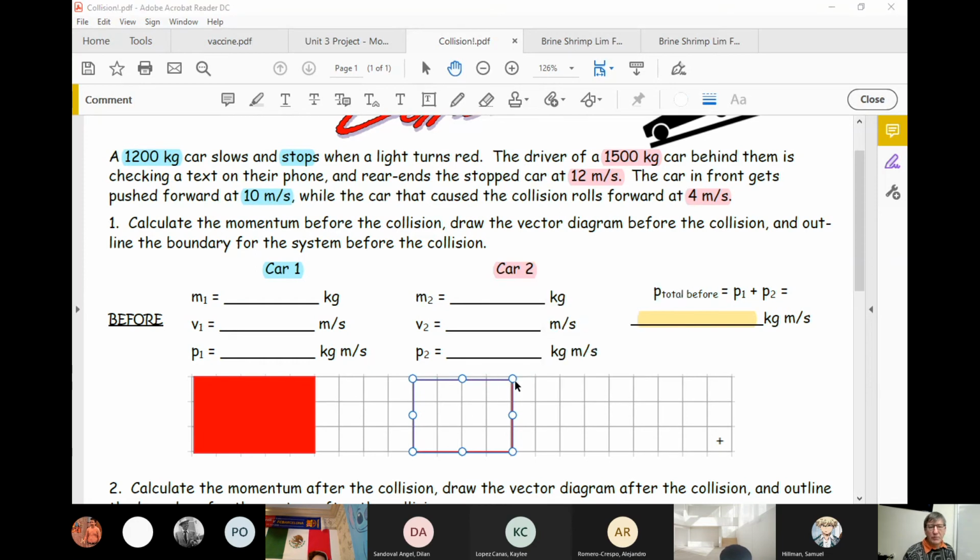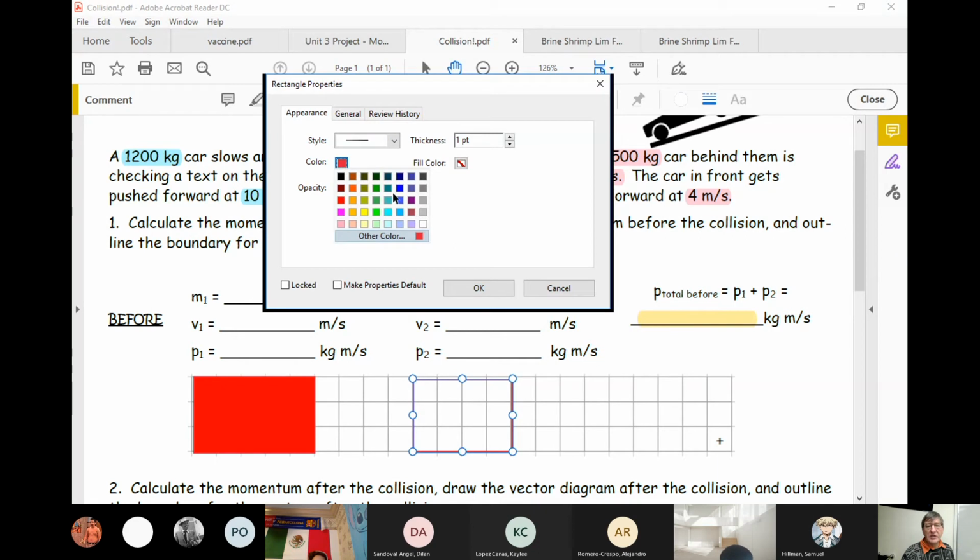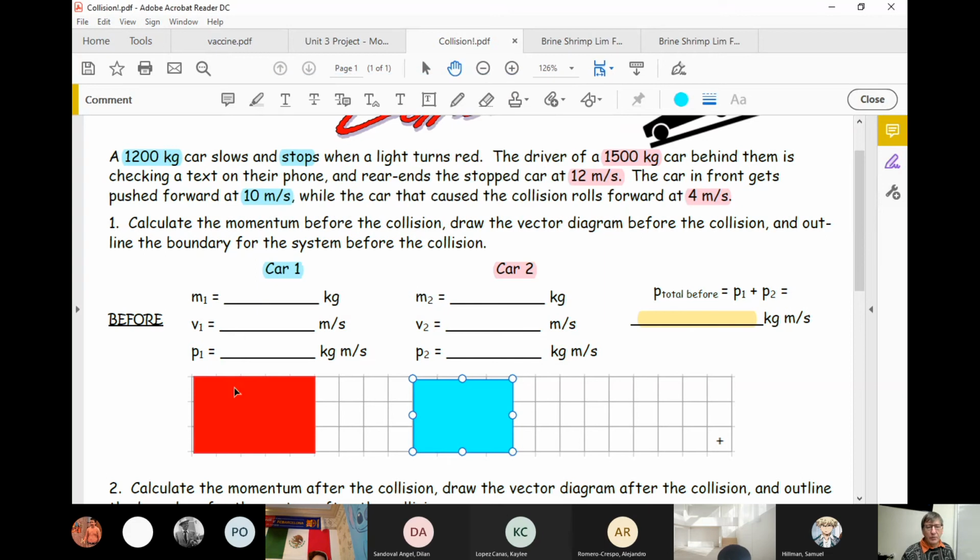And I want to make this one be blue. So I'm going to go to properties. I'm going to change the outline to blue. I'm going to change the fill color to blue. Boom. Now I've shown this car bigger than that one and exactly the right amount bigger too. It's that much bigger in mass, right? I mean, it's not exact because they don't line up, but it's pretty close. This one's 12 boxes to represent 1200. This one's 15 boxes to represent 1500. Then I need an arrow to represent my momentum. Each one should have its own arrow.